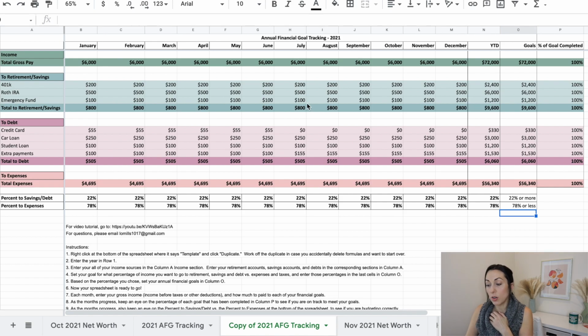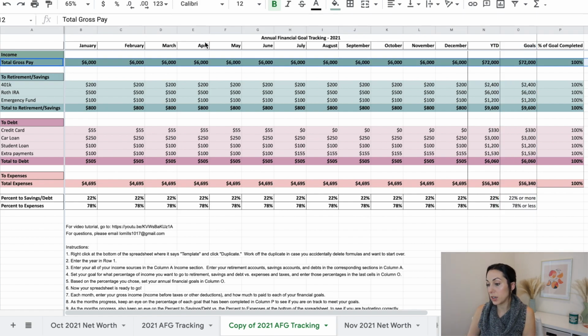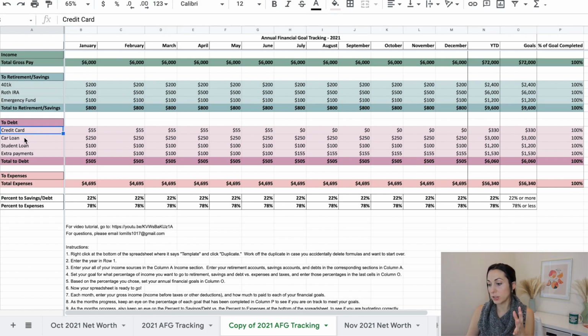This is as if it's all filled out for the year with all the income and everything. But this is what I do with my own. I put together the projections, and so I can set all of my goals in this column, and then I erase all the numbers and actually fill it in as I'm going throughout the year. So you can see here, $6,000 a month of income, and then we've got the different pay yourself first or retirement and savings goals, which are the 401k, the Roth IRA, and the emergency fund. Those are the same things that they had in this pay yourself first section of the annual budget. And then over here, we've got the same debts: the credit card, the car loan, the student loan, and any extra payments. And so you can set all of your annual goals for these numbers.